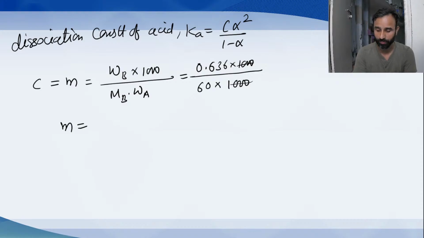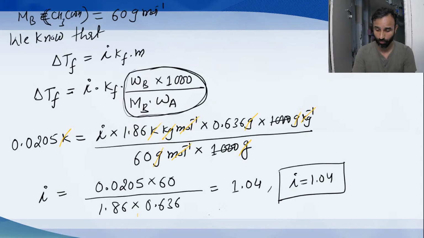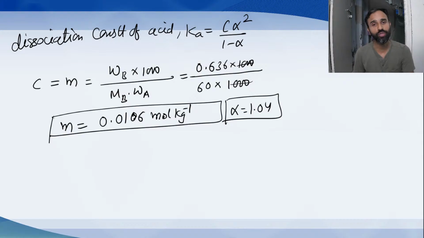So molality comes out to be 0.636 divided by 60, which means 0.0106. This is molality in mole per kg. Alpha we have, that is 1.04. Alpha is 1.04, so just put the values.